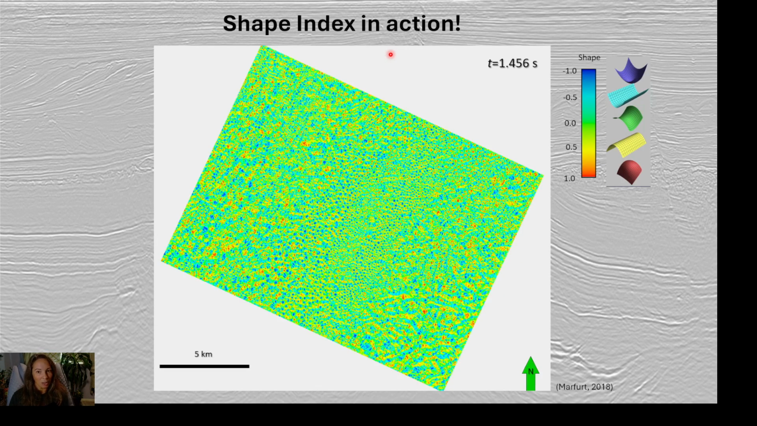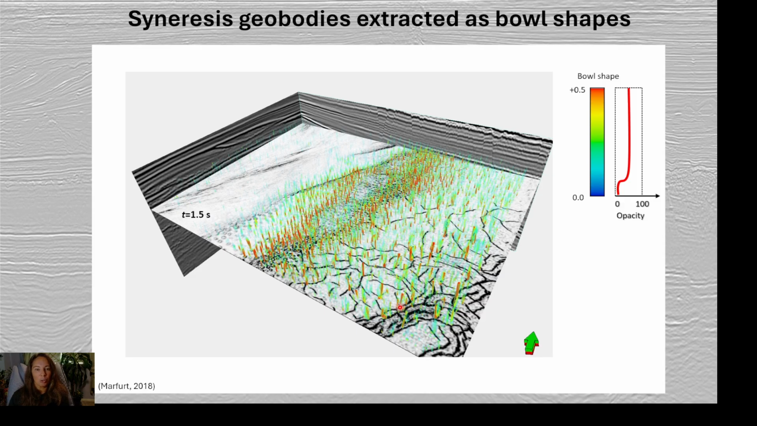So to show you an example of this, here's the shape index in action. So this is in that same Great South Basin data set, a little bit deeper than the faults I've been showing you before. Here we've got synuresis. And so now using the shape index, you can see here the red colors are these domes, and then the blue colors are the bowls that are associated with synuresis. And what's great about this is you can apply different opacity, bring out different features. So in this case, we're trying to bring out more of the bowl shape, and you can even create geobodies if you need to.